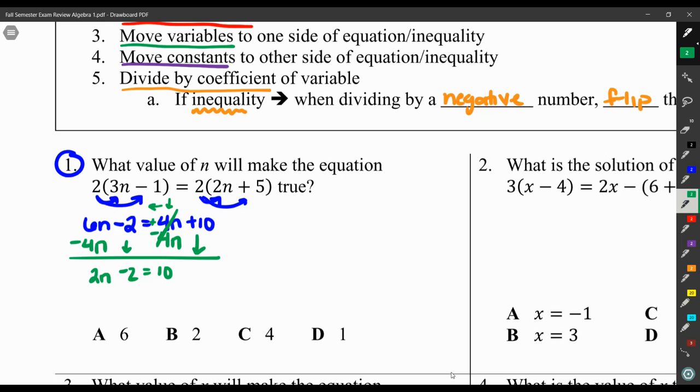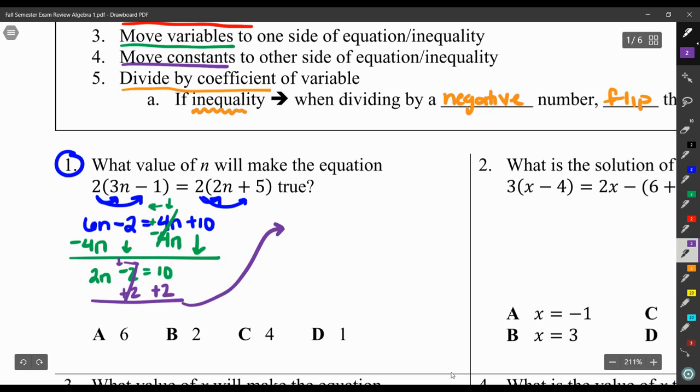Step 4 is to move the constants to the other side. So now that I have all the variables on the left, I need to move this -2 to the right. So to do that, I'm going to add 2 to both sides. And I'm running out of room here, so I'm going to pull it up here. So what happens is 2n will drop down, equals, and then 10 plus 2 makes 12.